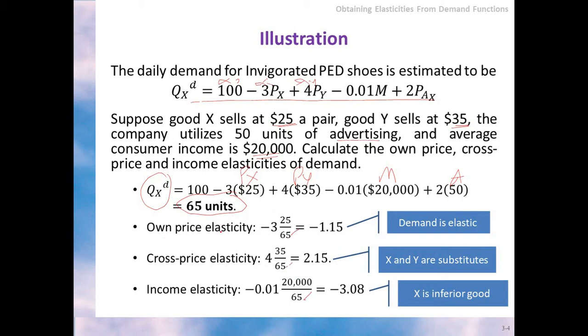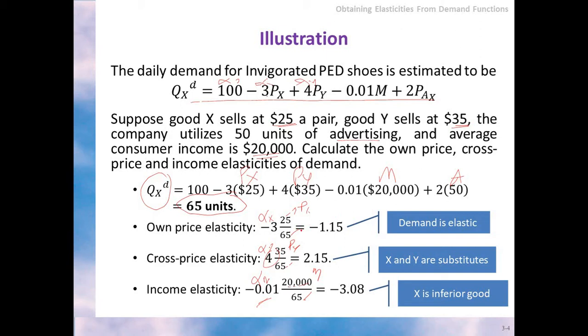If we want to calculate the own price elasticity, then this is the alpha x, and 25 here is the Px. 4 here is the alpha y, and this is the Py. This is alpha m, and this is the value of m. So these are the alpha values. Go back to this function just now: alpha x is -3, alpha y is 4, alpha m is -0.01. You put all the values here, then you can easily calculate the elasticity.